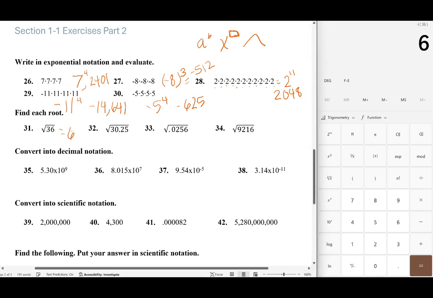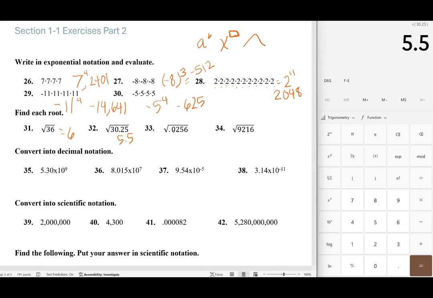Let's do one more, and then I'll let you check the rest on your homework. So we're going to type 30.25. Push the square root button, and that one is 5.5. Again, the other two you can check on your answers page in the book. Let's look at 35 through 38.